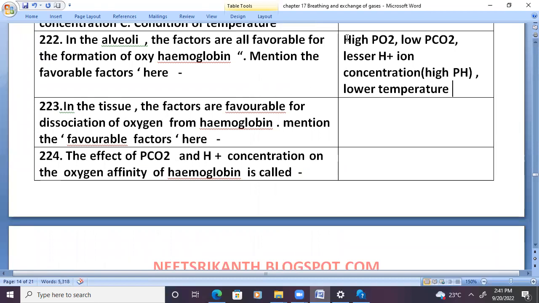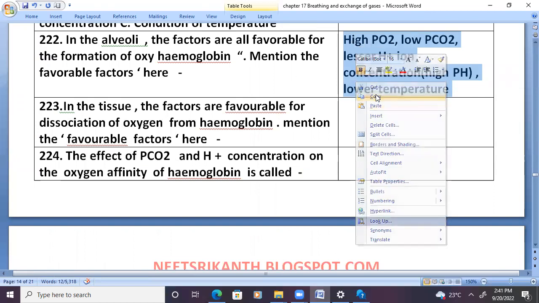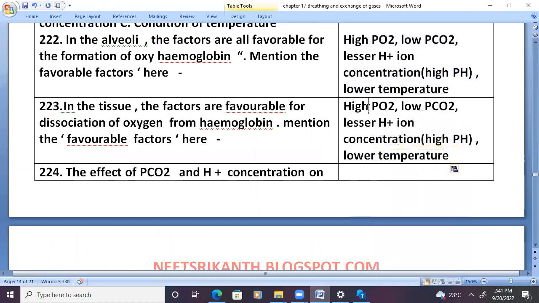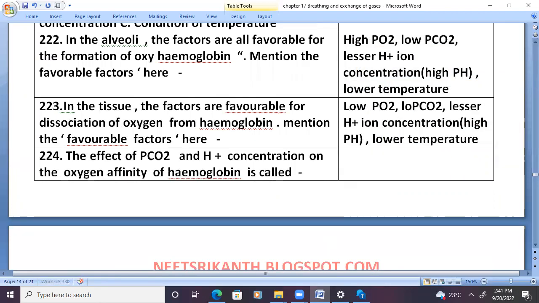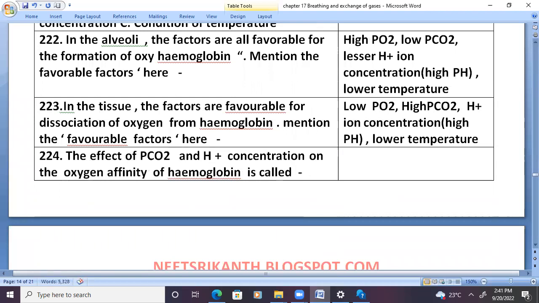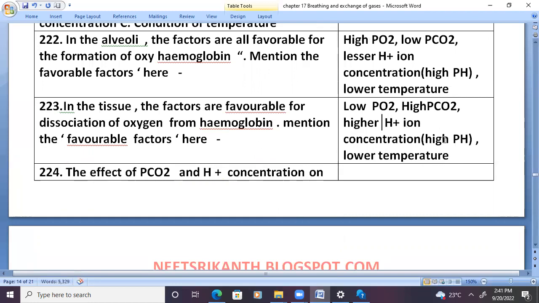Whereas in the tissues, mention the factors favorable for dissociation of oxygen from hemoglobin. In the case of tissues, dissociation is required. So partial pressure of oxygen should be low for tissues to get oxygen, for breaking of oxyhemoglobin, and high PCO2 and higher H+ ion concentration. That means pH should be low and temperature should be higher.